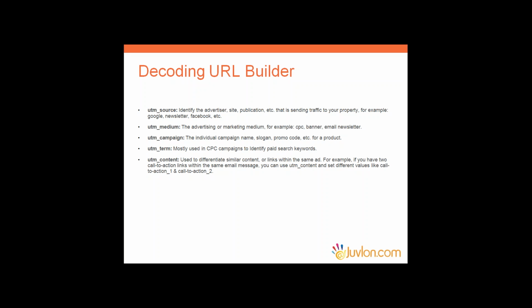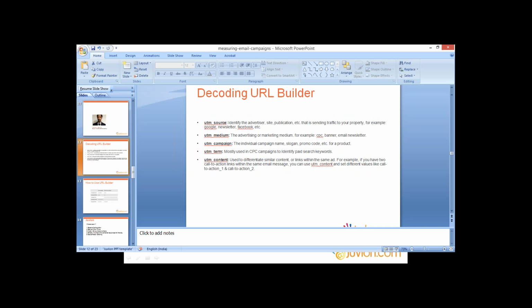So broadly, as you see on the slide, there are five different parameters that can be tracked using a URL builder. It can be the source, the medium, the campaign, the term, and the actual content, right? So what we'll do is, this was the theoretical part of it. Let's actually switch and try and do it live. Actually go to the Google URL.